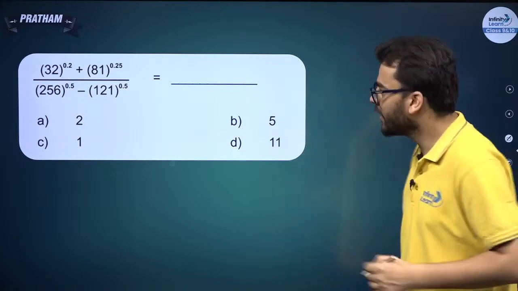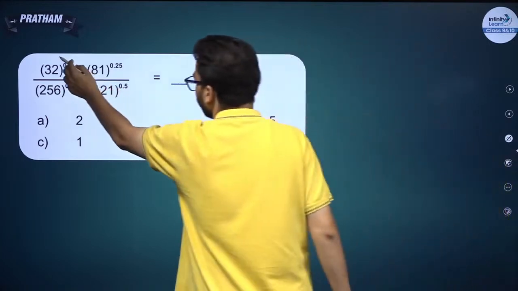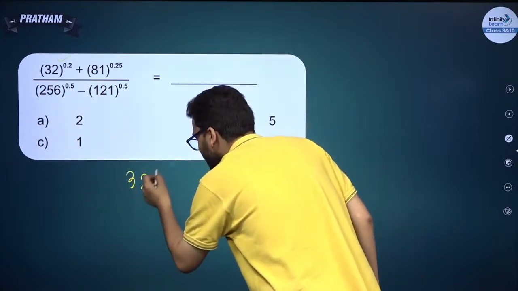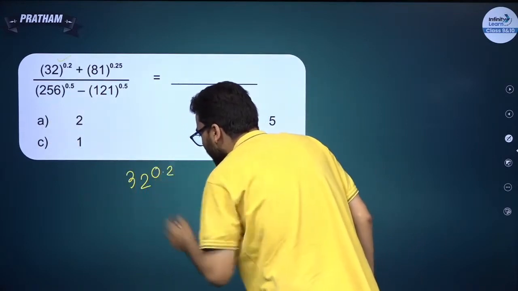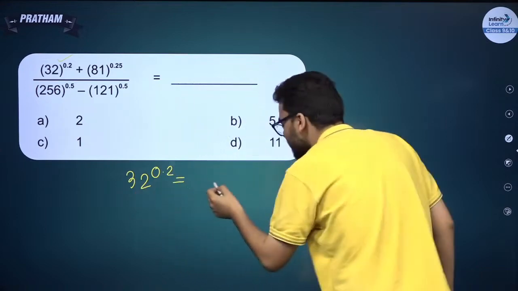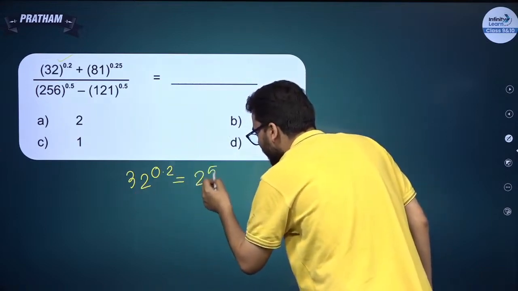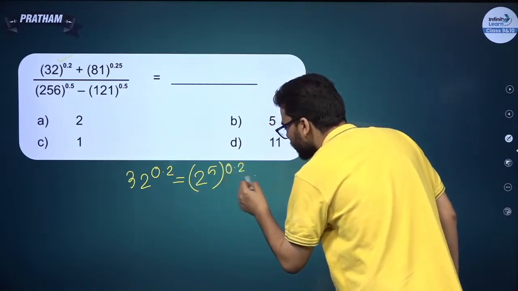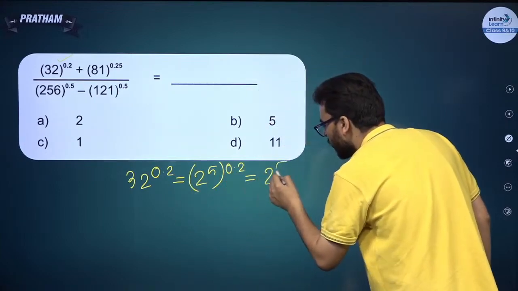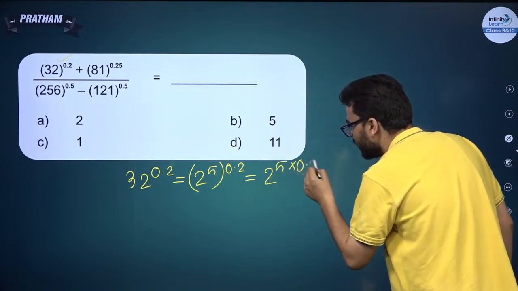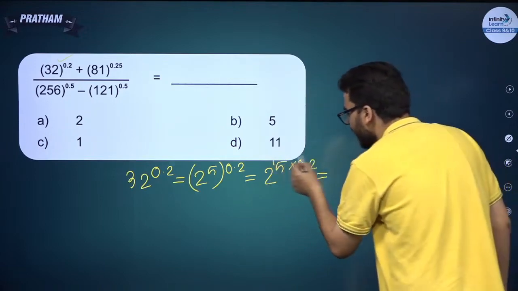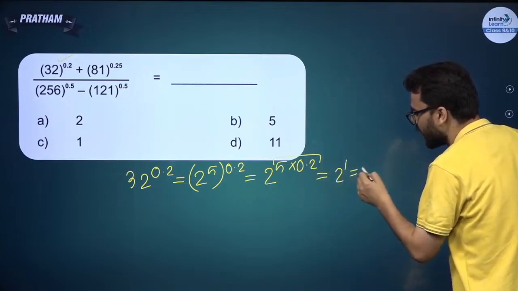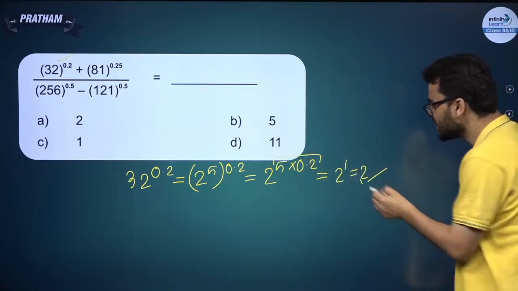So over here what we can do, if you see the first part of it, 32 raised to the power 0.2, right? So basically 32 is nothing but 2 raised to the power 5, correct? If you do the prime factorization of 32, the whole raised to the power 0.2. Now power of power, it will get multiplied. 5 into 0.2 is what? 5 2s are 10 only. So this is 2 raised to the power 1, so this thing is 2 only.